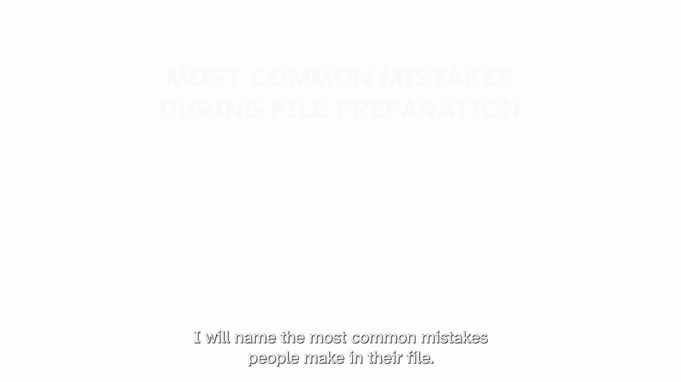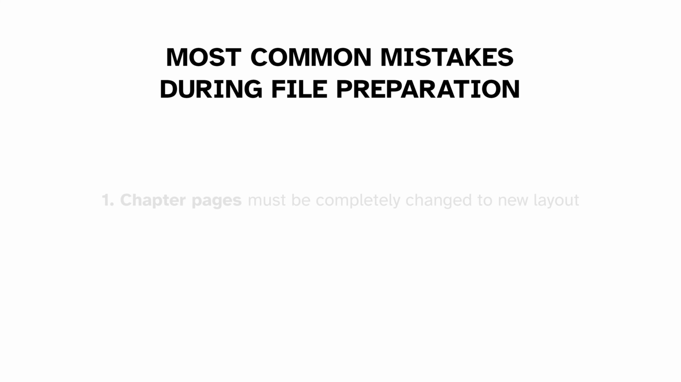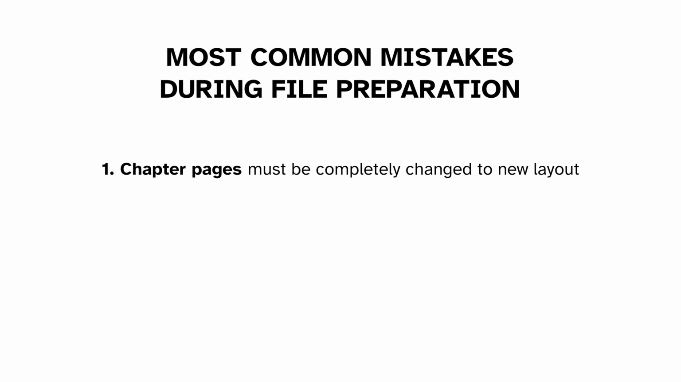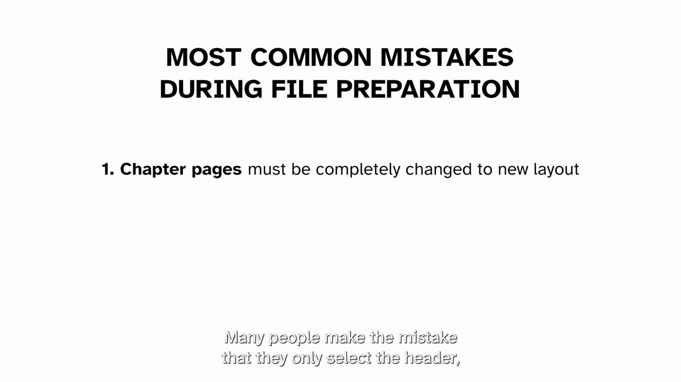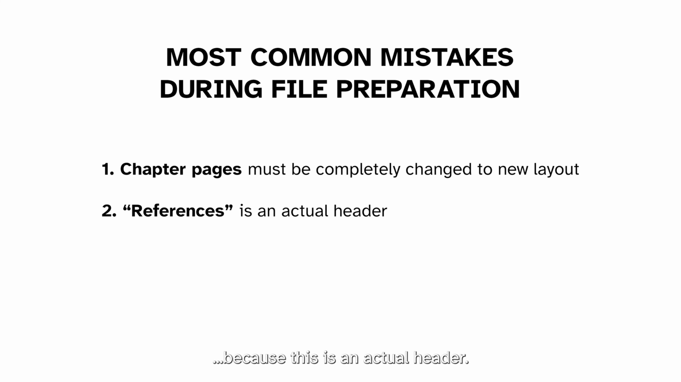I will name the most common mistakes people make in their file. Be aware to avoid these mistakes. Chapter pages should be completely selected when changed to the right size. Many people make the mistake that they only select the header, but this will give a wrong outcome in the end. Also, the header from references should be in size 18, because this is an actual header.